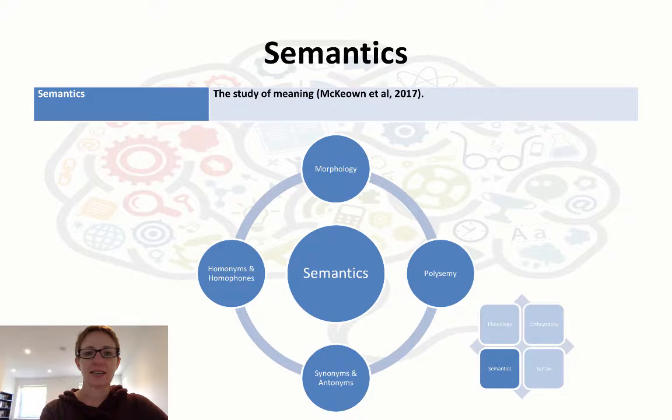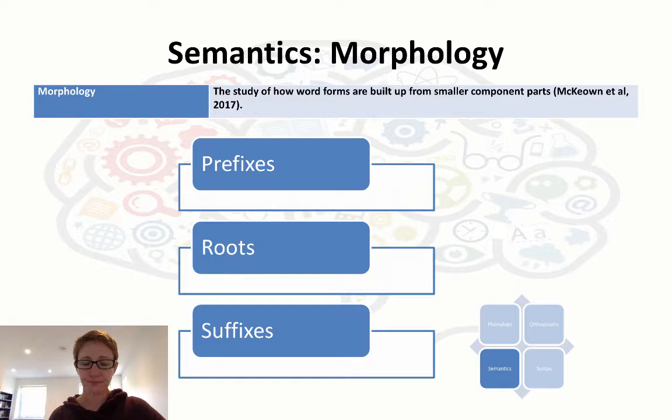So semantics is the study of meaning. Didn't use that logi root, but it was still the study of meaning. And McCown and her colleagues suggest that there are four components to semantics. So morphology, polysemy, synonyms and antonyms, and homonyms and homophones. There are clearly other components to semantics, but these are the four that we'll talk about in this vlog today.